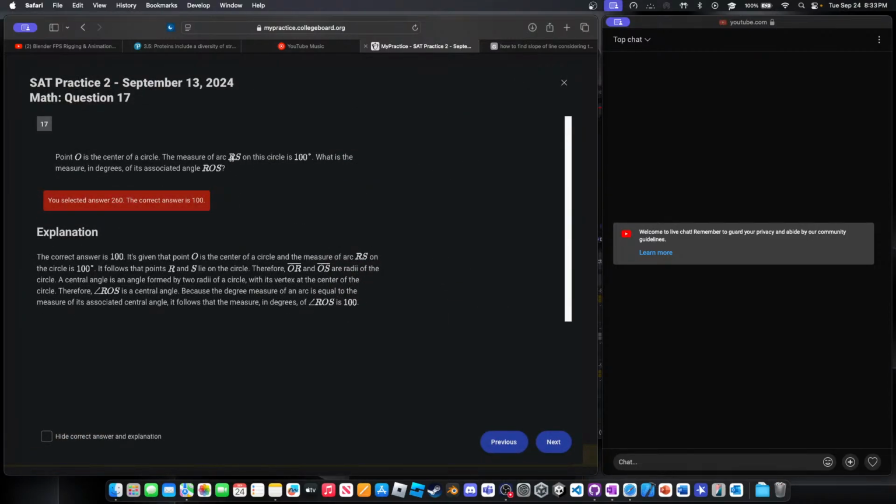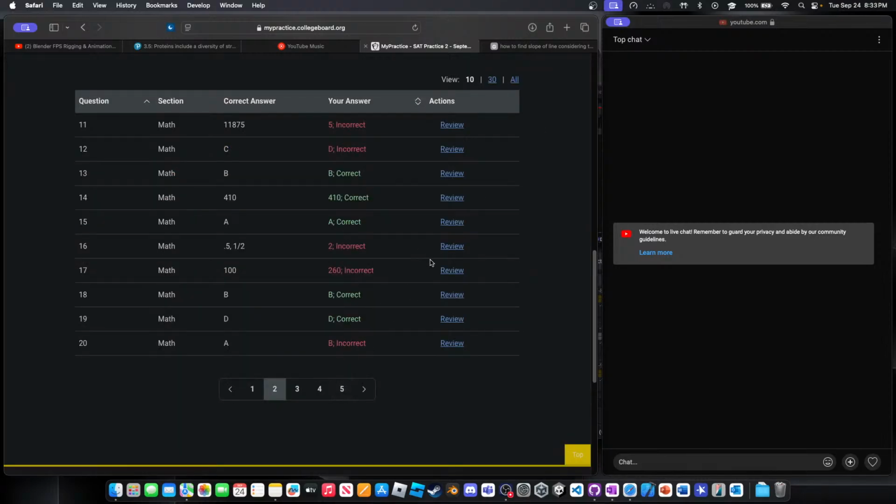Okay, the measure of arc RS of the circle is 100 degrees. What is the measure in degrees of its associated angle ROS? It's the one I didn't complete, right? No, not even close.